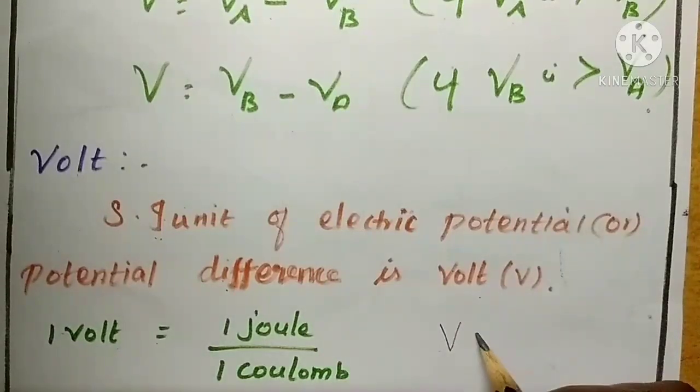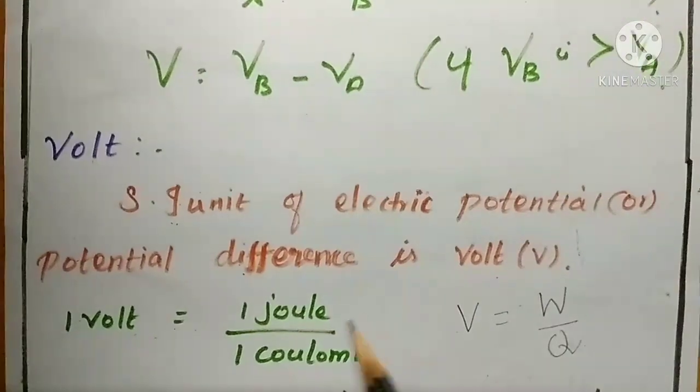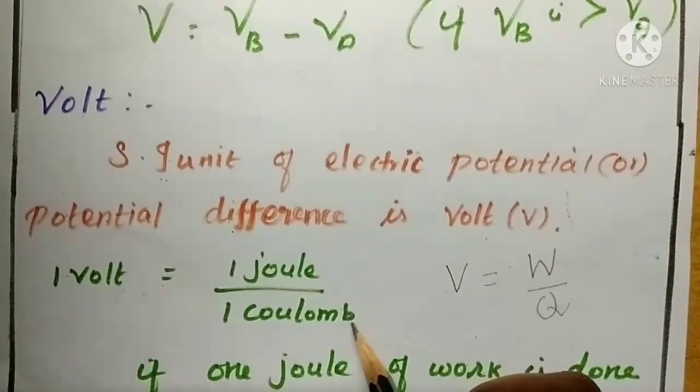We already studied, V is equal to W by Q. Q means charge, W is the work done. Do you know the unit of work done? Yes, joule. The unit of work done is joule, and the unit of charge is coulomb. Now we can define 1 volt. 1 volt is defined as 1 joule of work done to move a charge of 1 coulomb. So 1 joule of work is done to move how much charge? 1 coulomb of charge. That is called 1 volt. 1 volt is equal to 1 joule by 1 coulomb.